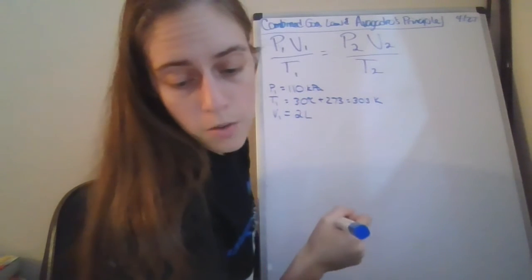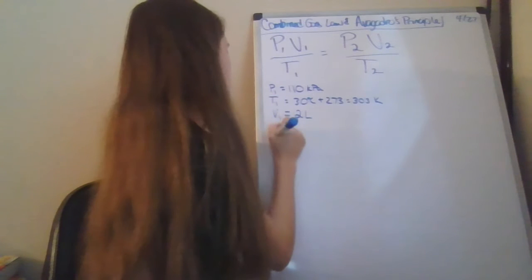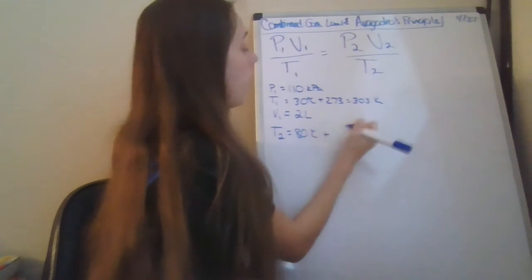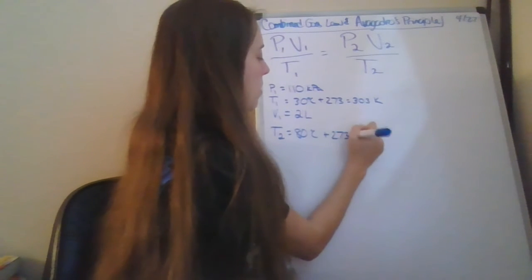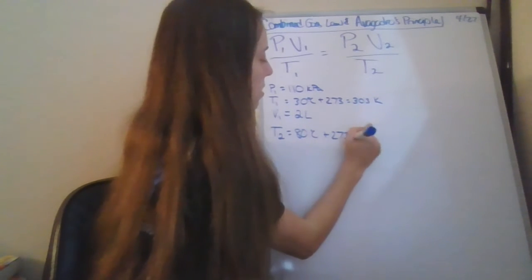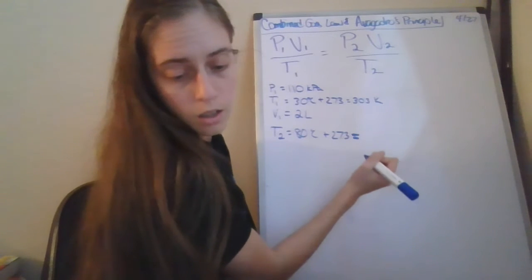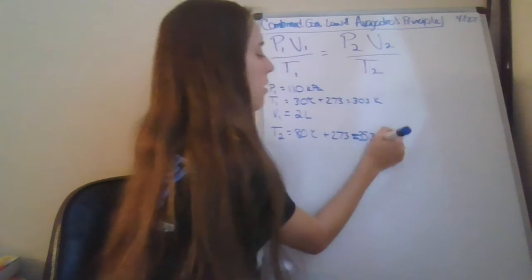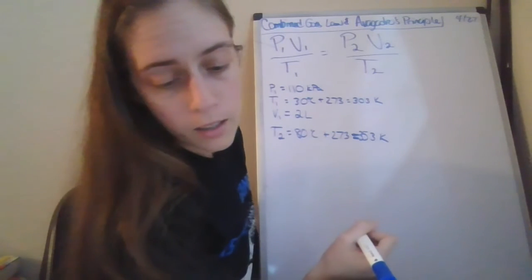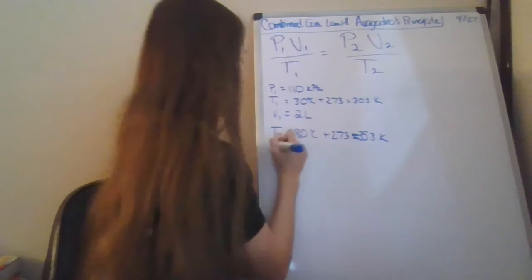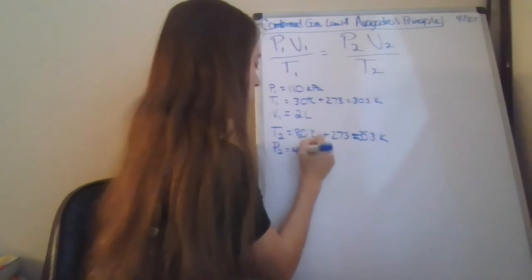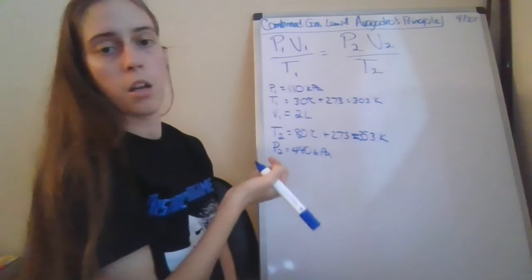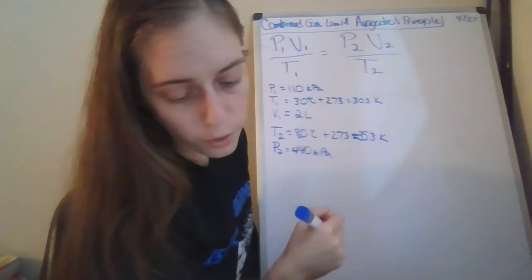Now, let's read about where it goes. If the temperature is raised to 80 degrees Celsius, so temperature 2 equals 80 degrees Celsius. But remember, we have to do Kelvin, so plus 273 equals 353 Kelvin. And the pressure is increased to 440 kilopascals, so pressure 2 is going to be 440 kPa. Double check, make sure both the pressures are in the same unit. They are, so we can go forth and solve it.